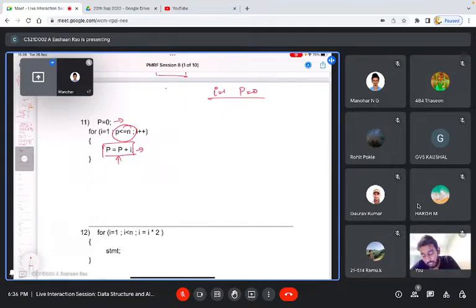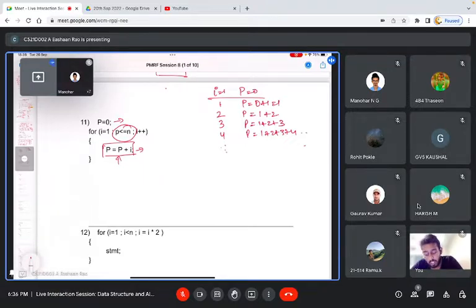Okay, so in the first instance, when i equals 1, p will become 1, because 0 plus 1 is equal to 1. When i equals 2, p will become 1 plus 2. When i equals 3, p will become 1 plus 2 plus 3. When i equals 4, p will be 1 plus 2 plus 3 plus 4. So I think you can see the pattern is coming, but here the question will be till what time we have to stop.